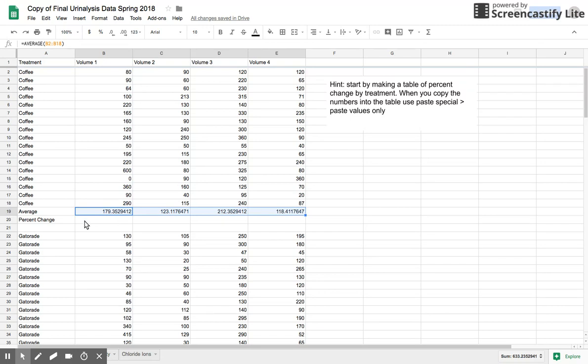The next step that I have to do is calculate the percent change. And so by calculating the percent change, I need to make a formula. So I'm going to put equal in this cell. Equal tells Sheets that I'm about to put a formula in.